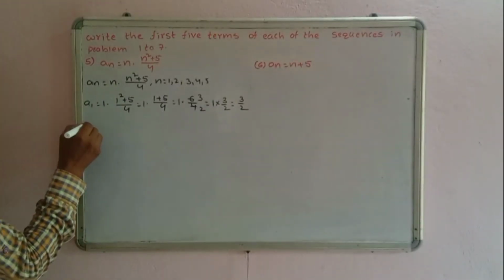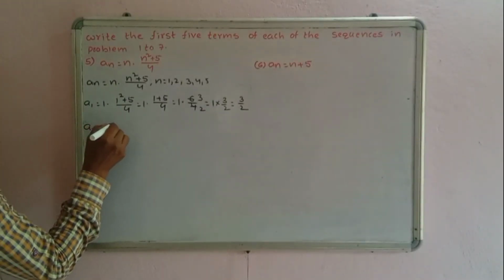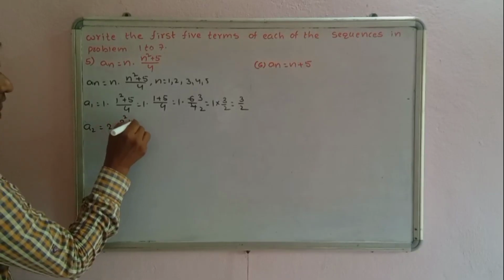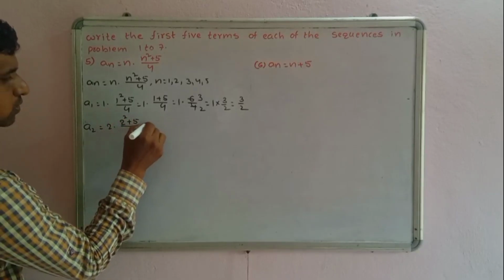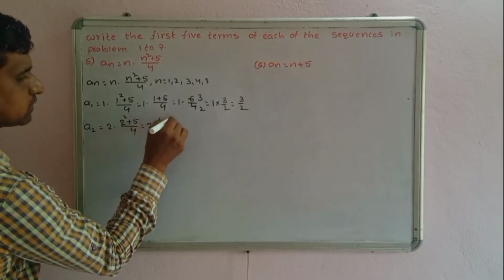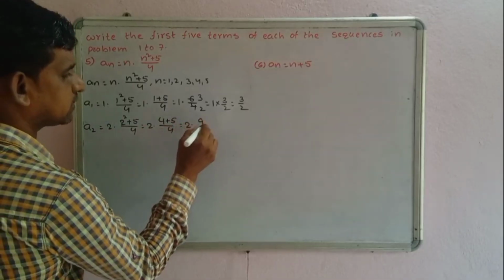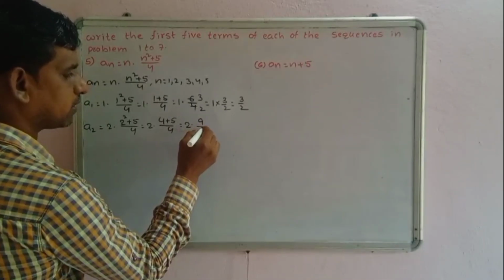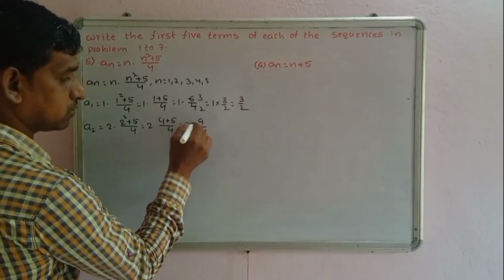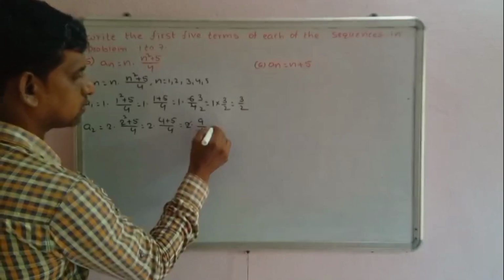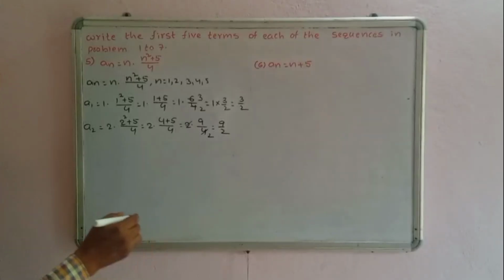Next, A2 equals 2 into 2 square plus 5 by 4. 2 into 2 square value 4 plus 5 by 4. So 2 into 4 plus 5 is 9 by 4. Okay, 2 into 9 by 4, 2 times. So 9 by 2.